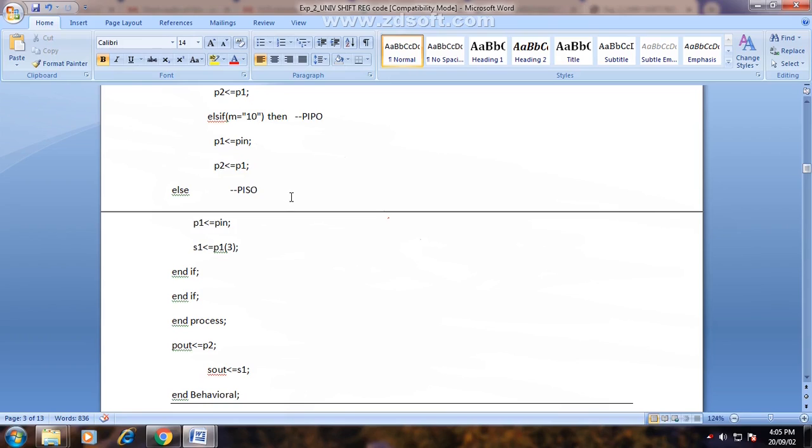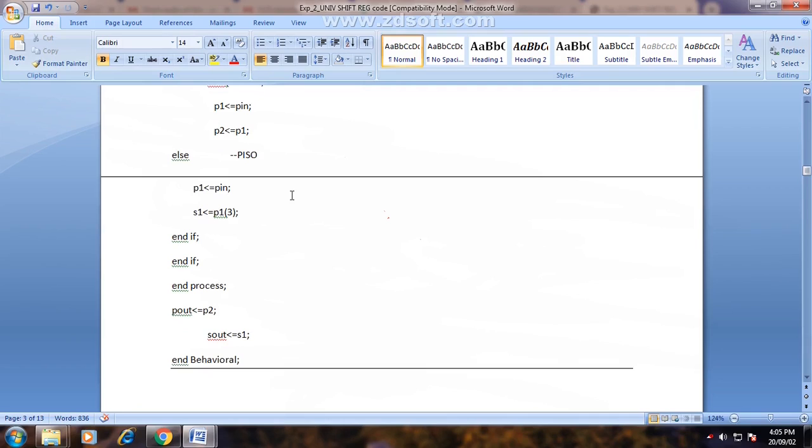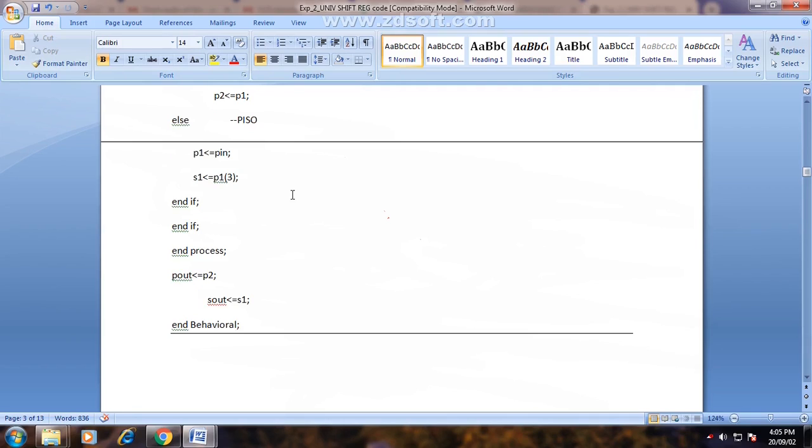Else means when mode is 1 1. So it will be parallel in, serial out. So whatever is in P in, that will be transferred to P1, but data is parallel, that means 4 bit, but output is serial. So we will observe only the MSB of the data, and that will be initially transferred to S1, and from S1 it will appear at S out, and that is declared after this process ends.